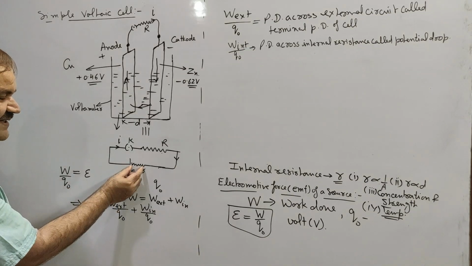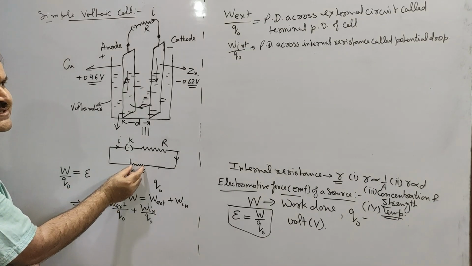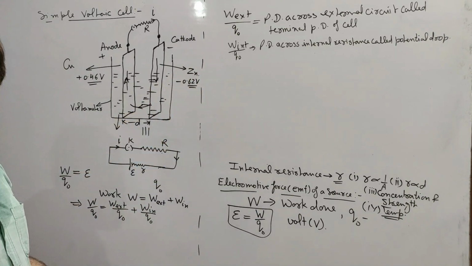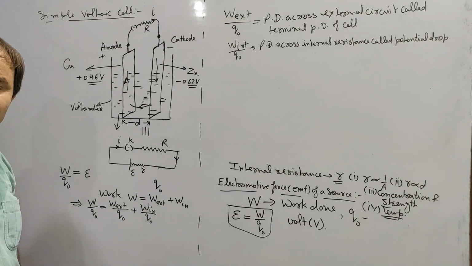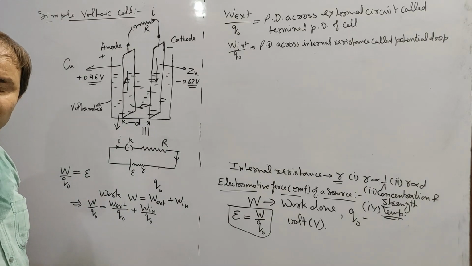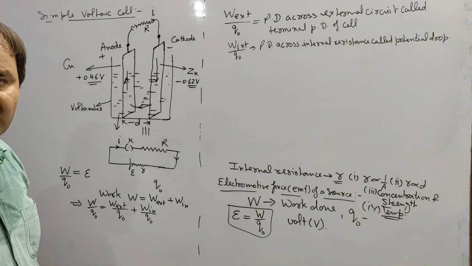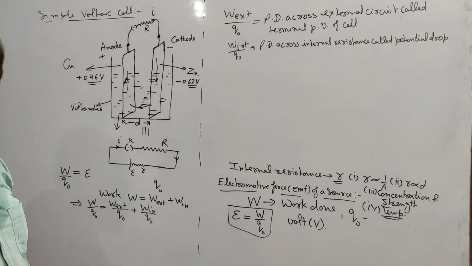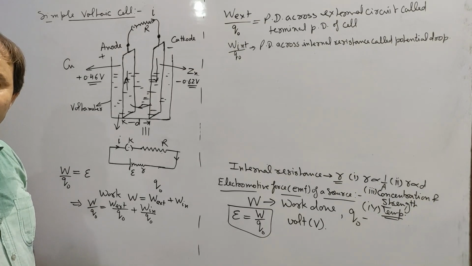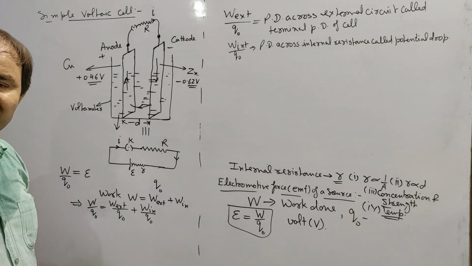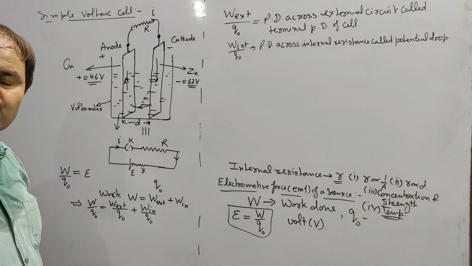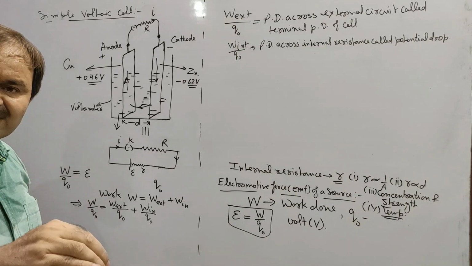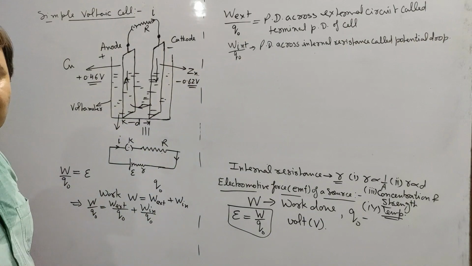Now the potential difference across the internal resistance is called potential drop. Why potential drop? Because this potential difference is not utilized for any useful purpose. So it is called potential drop. It means the potential difference across internal resistance heats up the cell, causing the dissipation of energy to the surroundings. And since energy is lost, work per unit charge is lost, it is called potential drop.